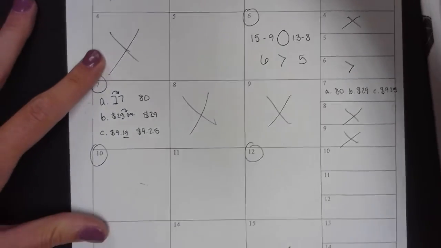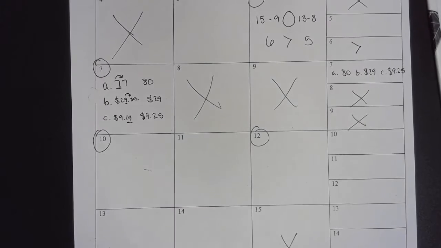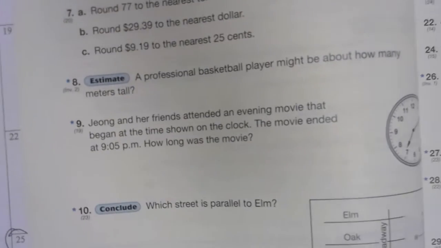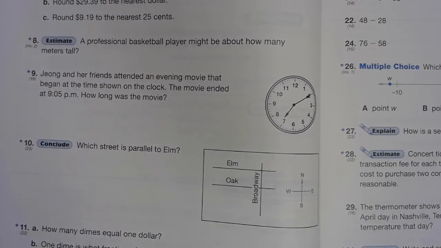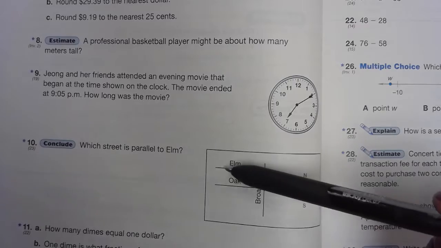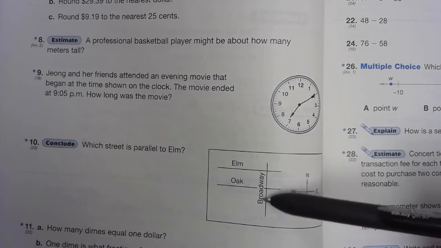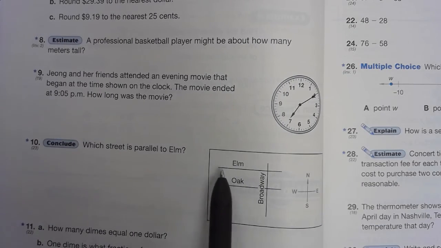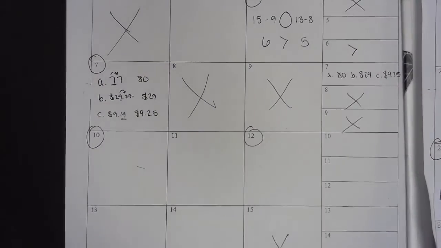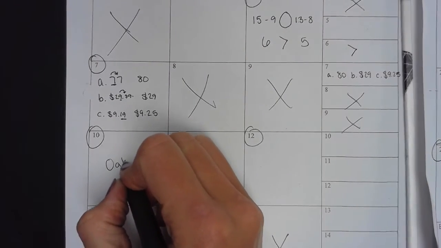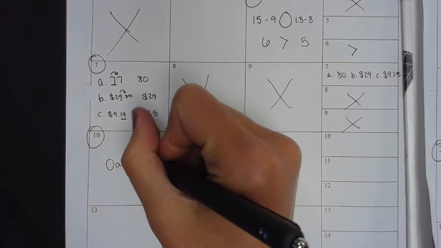Popping down to number 10. Number 10 says, which street is parallel to Elm? So if you look here, which street is parallel? Remember, parallel goes on and on forever without touching. Which one's parallel to Elm? Well, it can't be Broadway because those ones cross right here. Oak's parallel, so you just write Oak Street.